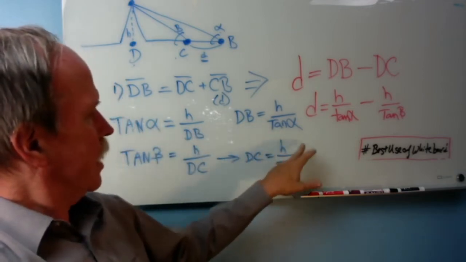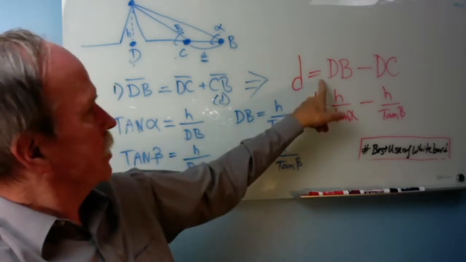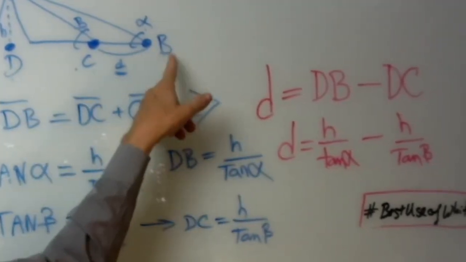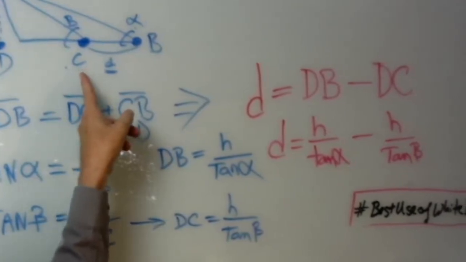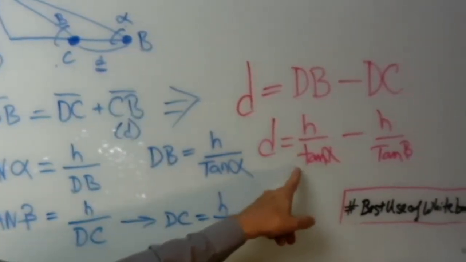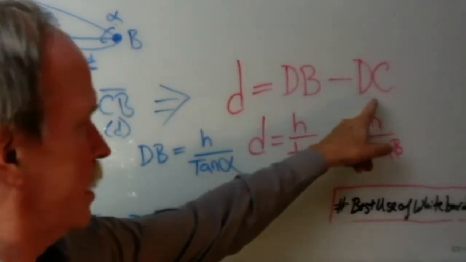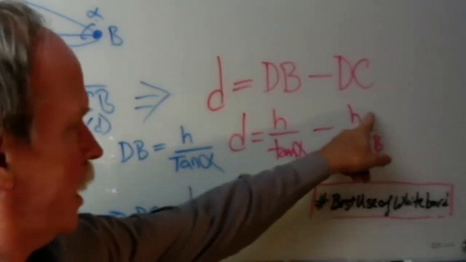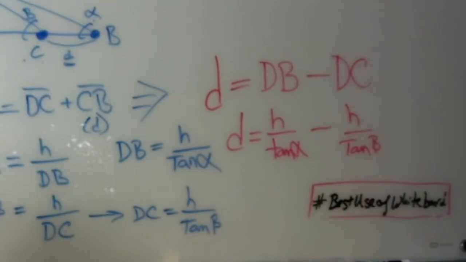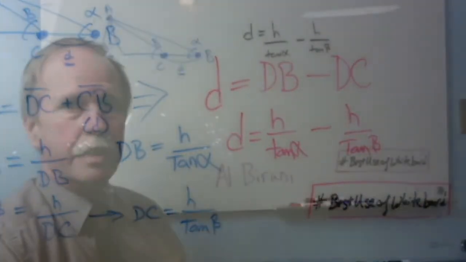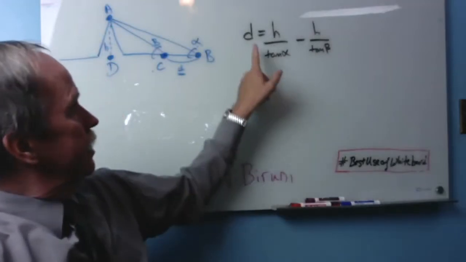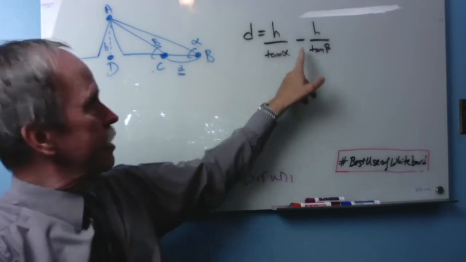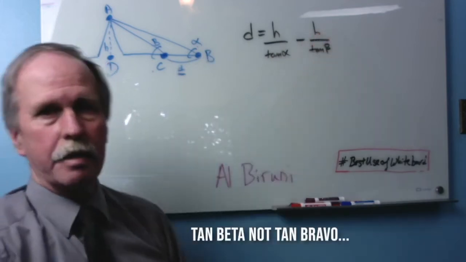Likewise, DC equals h over tan beta. Here was our original expression: little d, the distance we measured, equals DB minus DC. That's very straightforward. Now we can substitute these values in for DB and DC. So we get d equals h over tan alpha minus h over tan beta. Are you starting to see how this is going to come together? So let's see where we are now. d, the distance we measured, equals h over tan alpha minus h over tan beta.